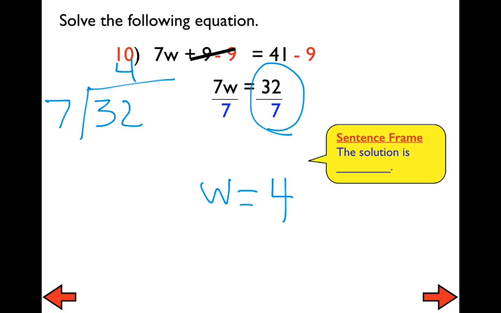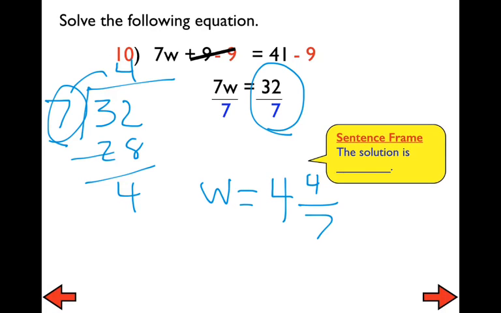That's the first part of it. 7 times 4 is 28. Our remainder is our numerator, and our divisor is our denominator. So the solution is w equals 4 4/7. And that concludes our flipped lesson on two-step equations.